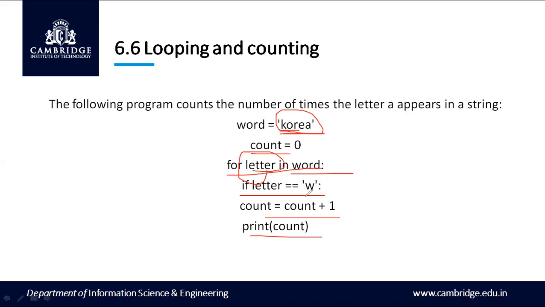Suppose you are going to check for the letter W. In this particular string there is no letter W present, so the count will be 0. And again, if you check for K, the count will be 1, O also will be 1, R is also 1, A is also 1, E is also 1. If we take a lengthy word, a big word, then we can have repetitions of the characters, and the count will increase in those examples.